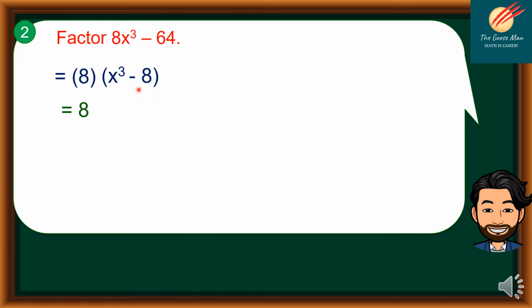Okay, so just copy 8. Take note that I can get the cube root of x cubed, which is equal to x, and the cube root of 8 is equal to 2. So this is the factor for our binomial. For our trinomial, what we're going to do is square x, so x times x is equal to x squared.